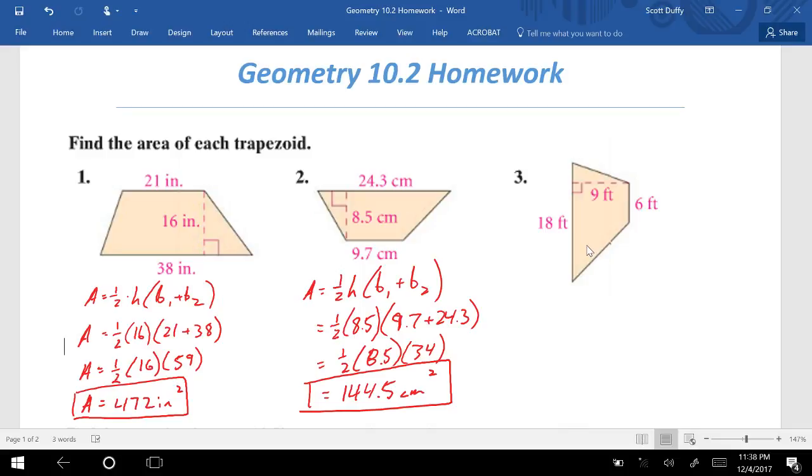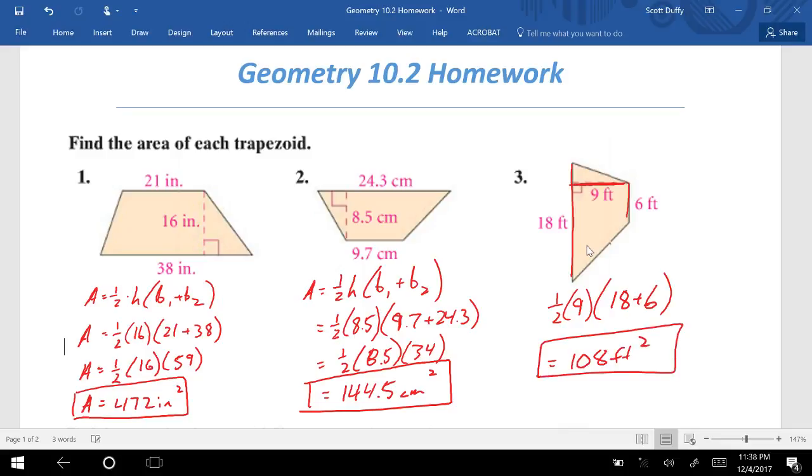Doing the same thing, so it's going to be 1/2 times the height. In this case, this is our height. It's perpendicular to the base, times 9 times the sum of the bases, so 18 and 6. Add 18 and 6 and multiply by 9 and also 1/2. Which will get 108 square feet.